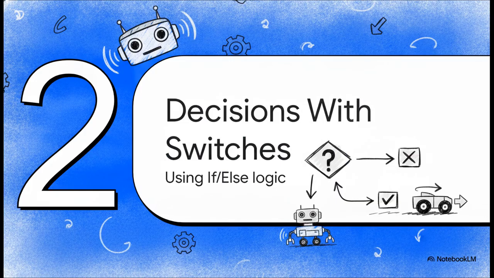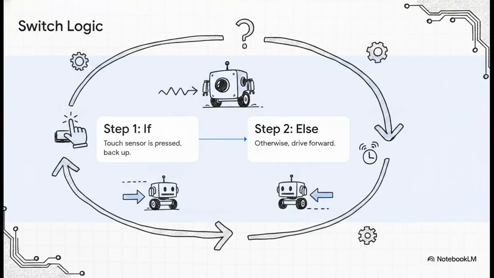Section 2, Making Decisions with Switches. Now we need to give your robot a brain, right? We give it the ability to make decisions using a switch block. This is essentially an if-else command that sits right inside our loop. The logic rule is super straightforward. Step 1, if the touch sensor is pressed, back up. Step 2, else, meaning otherwise, drive forward. That right there is a complete behavioral decision. The loop asks the question over and over, and the switch provides the action. Trigger the touch sensor, the robot backs away. Don't trigger it, and the robot keeps rolling forward.